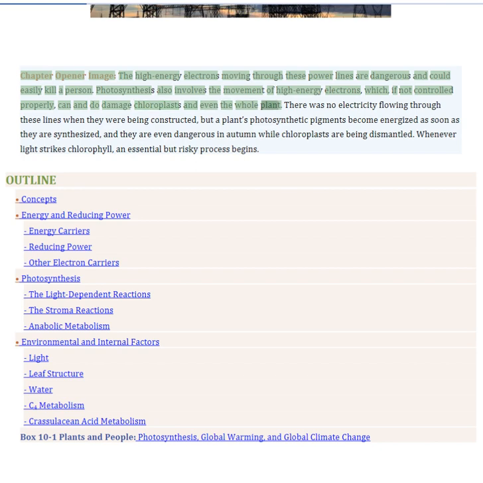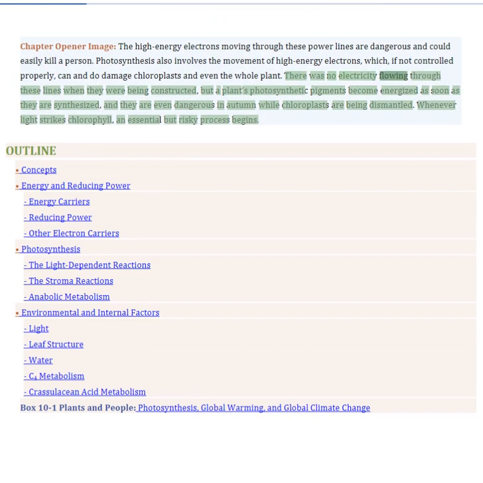the whole plant. There was no electricity flowing through these lines when they were being constructed, but a plant's photosynthetic pigments become energized as soon as they are synthesized, and they are even dangerous in autumn while chloroplasts are being dismantled. Whenever light strikes chlorophyll, an essential but risky process begins.